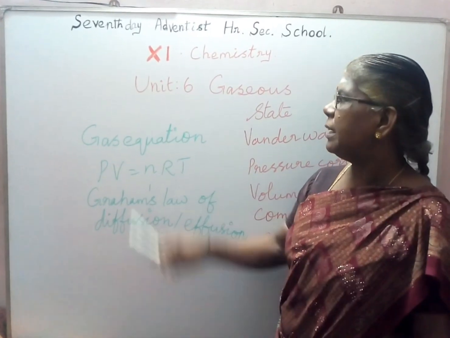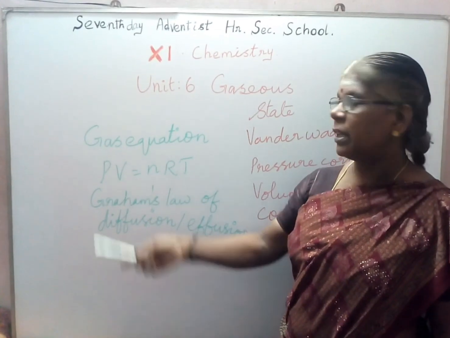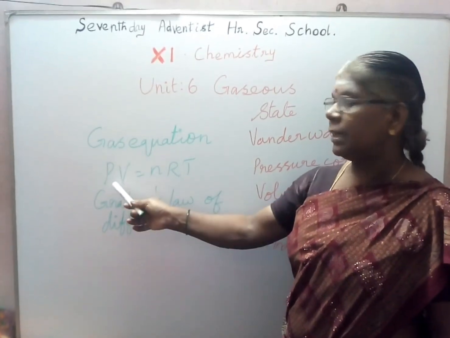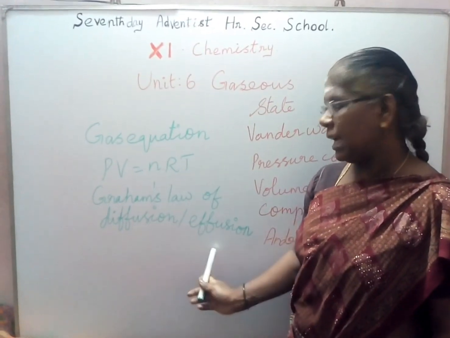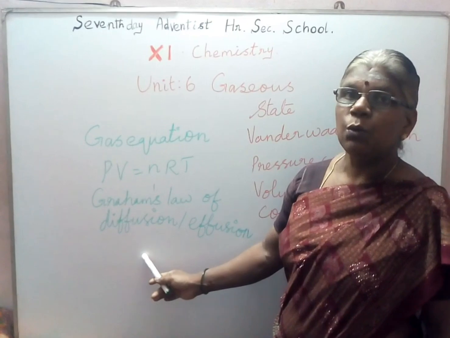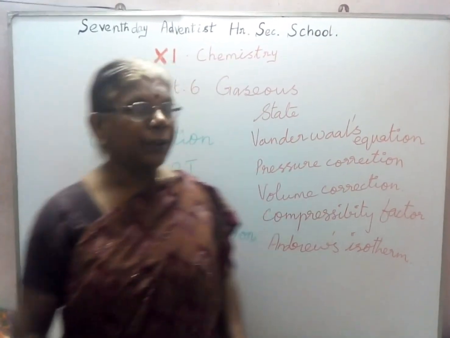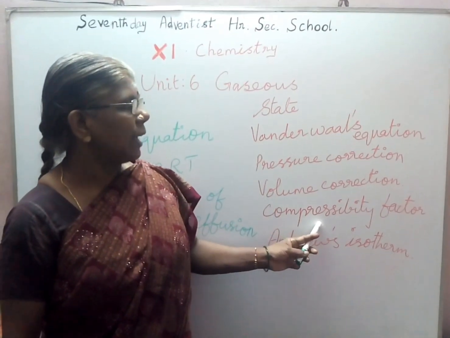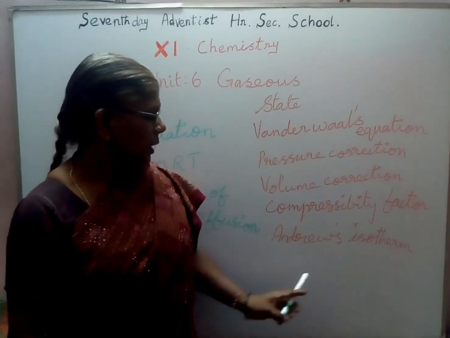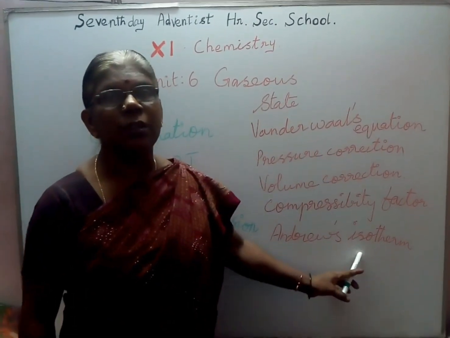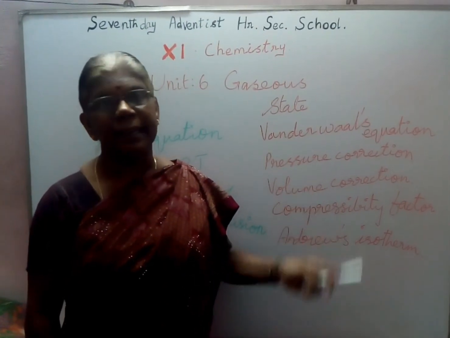And this morning we studied Unit 6, the gaseous state. In that, we studied the gas equation, that is PV is equal to nRT. Then Graham's law of diffusion and effusion, based on which we find the molecular mass of an unknown gas. Now we are going to see the compressibility factor, van der Waals equation, pressure correction, volume correction, and Andrews isotherm. There are two types of gases, called real gas and ideal gas.